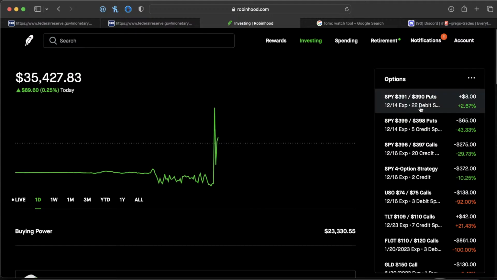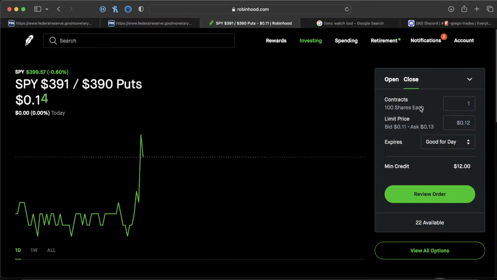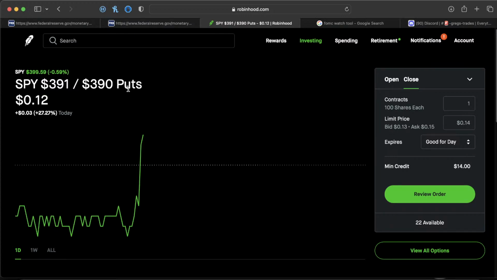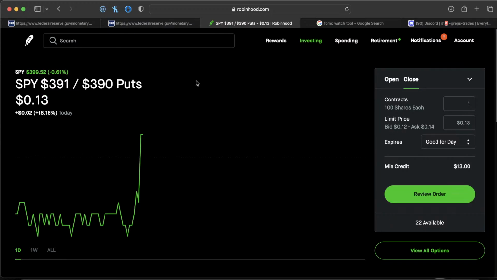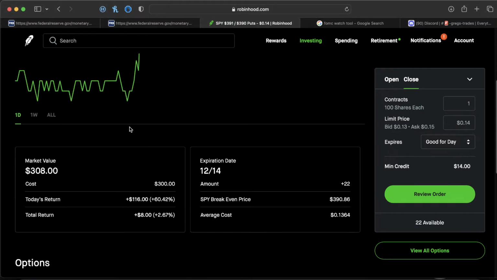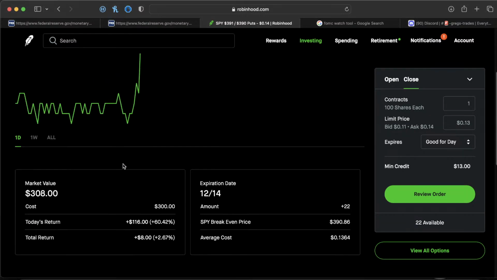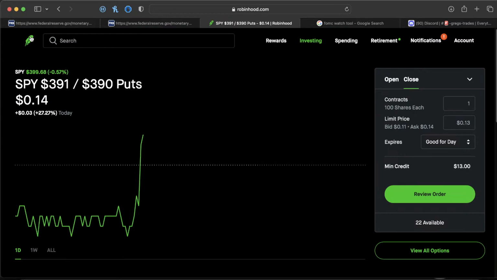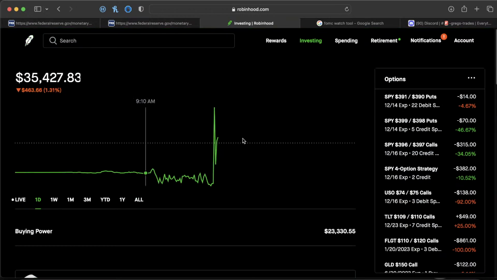But that one could also pay off very big. So I think I'm going to close half of that position rather than closing the whole thing once these options reach about 20 cents of value. So this is a 391, 390 put debit spread that I'm looking to close. And I originally opened these at 14 cents each. So we'll see what the payoff is on this.